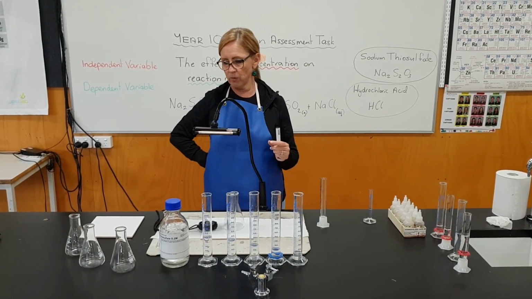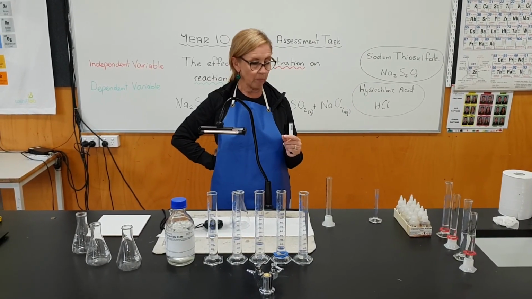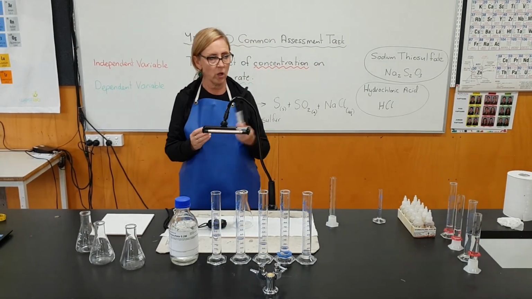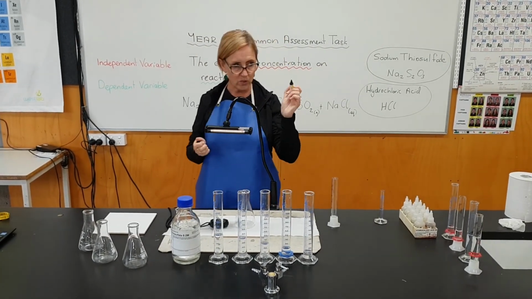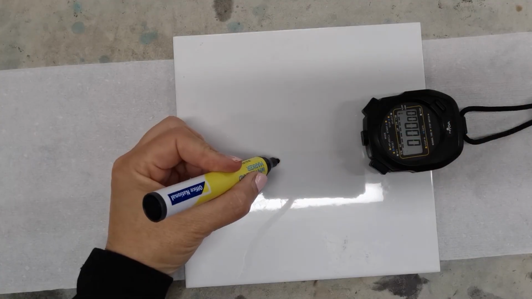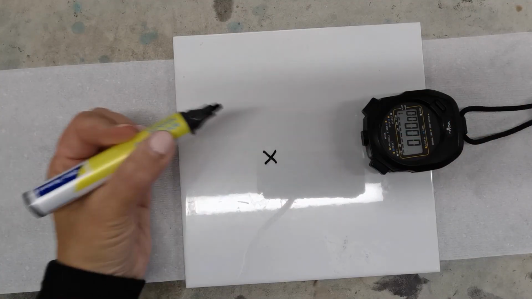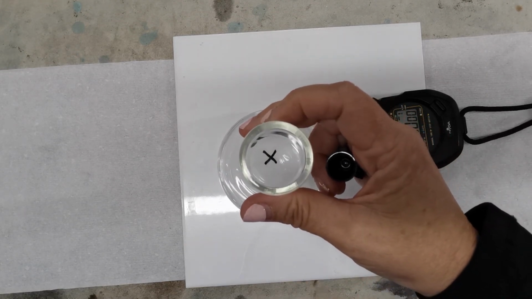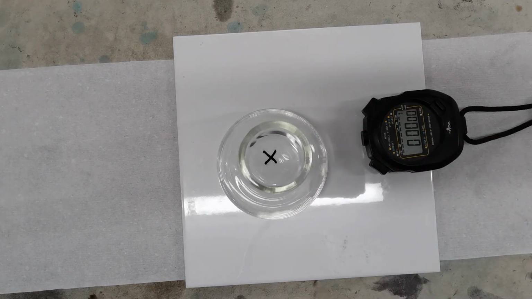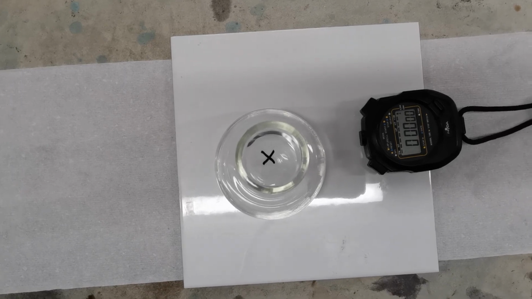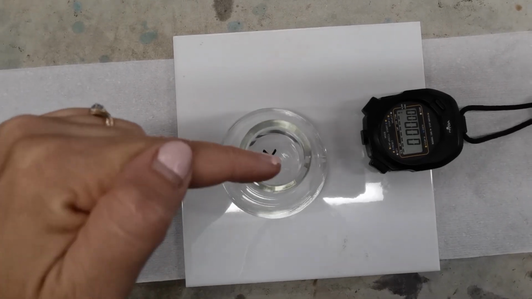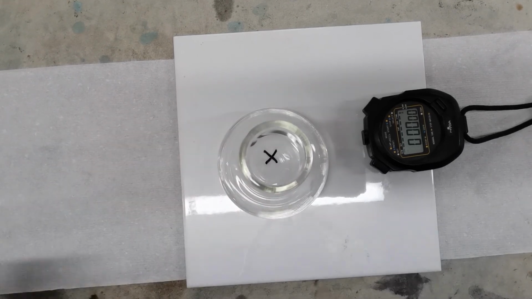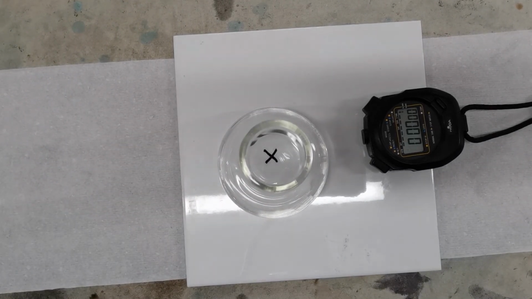I might just start the first one so that we get an idea of what's going on. Now the way we're going to measure this is we're going to put a cross with our whiteboard marker. So it's going to have a little cross there. We're going to put our conical flask over the top. The way we're going to measure this reaction is to see how long it takes, if we look down the top of that conical flask, for that cross to disappear. What that means is that the solution gets so cloudy that we can't actually see through it.